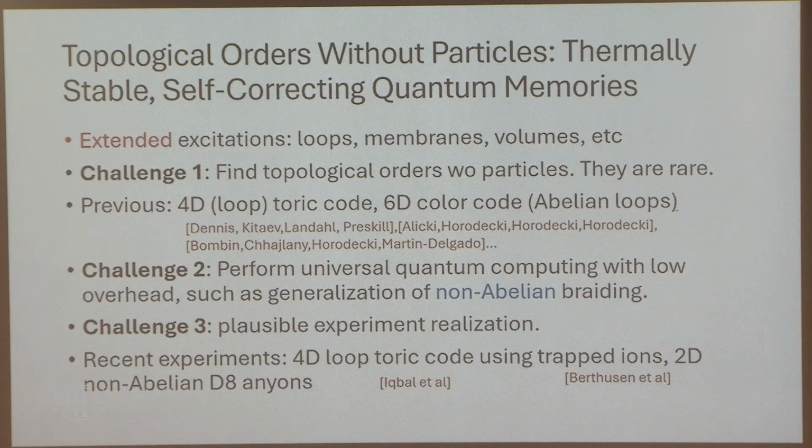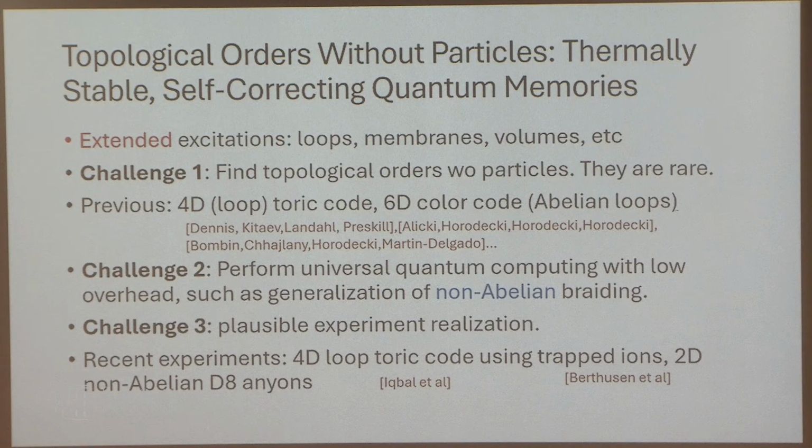Okay. For topological orders without particles, all excitations are extended, namely there are loop excitations or membrane excitations or other higher dimensional excitations. So instead of being localized at some point, they are extended. Now there are several challenges for finding such topological orders, even in the world of topological quantum field theory. The immediate challenge is that such topological orders are actually very rare.